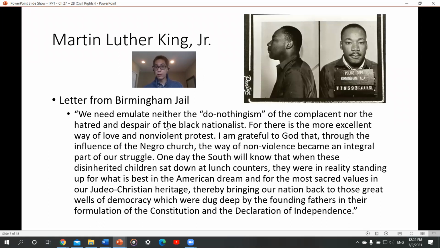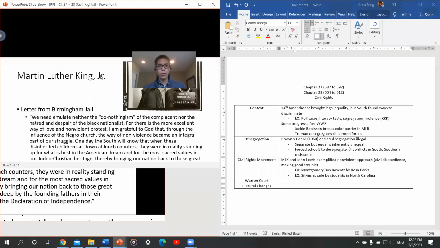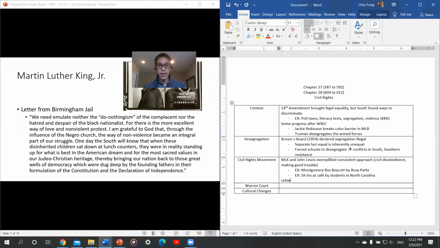He's rejecting doing nothing. He's rejecting a violent strategy of Black nationalists like Malcolm X. He's saying, instead, let's approach things through love and through nonviolence. And when we do that, we will actually be fighting for what makes America truly great. Standing up for the American dream and the most sacred American values in the Constitution and the Declaration of Independence, freedoms and equalities. And so his letter from Birmingham Jail advocated for nonviolent protest and this kind of fight for equality.